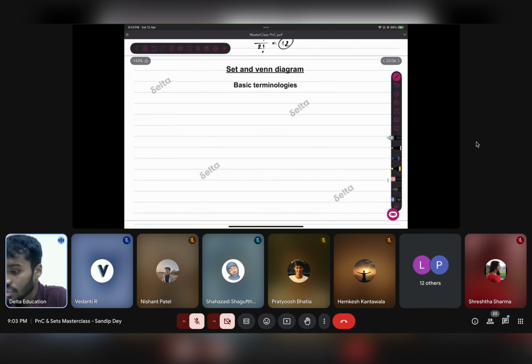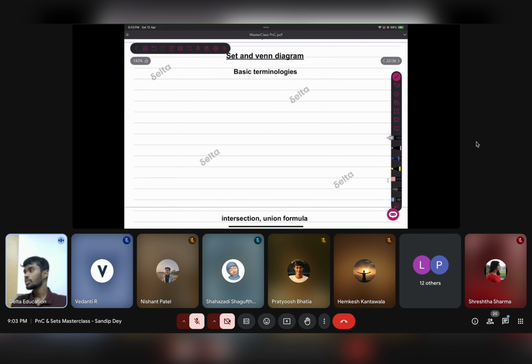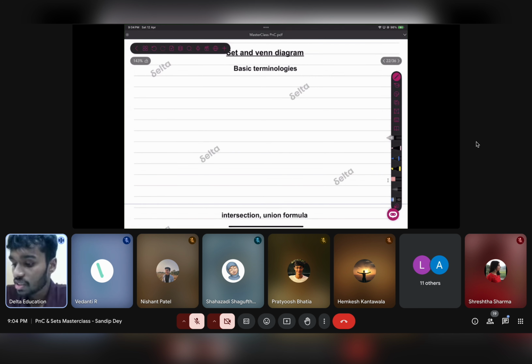So let's come back to our topic, set and Venn diagram. So basic terminologies, what is set? Set is collection of data, collection of objects. And also what I have seen from analyzing the recent year papers and all the NSET papers, the most useful things, one is the cardinality of set. What cardinality means is the total number of items in set.